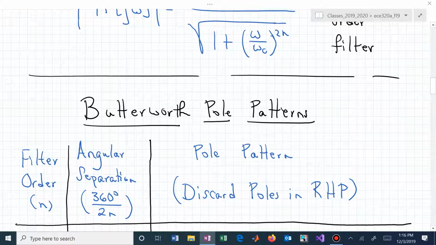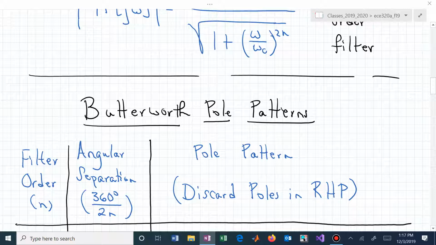The angular separation of all of our poles is determined by little n. We now are on the entire complex S-plane. You give me an n. I double it, and then I divide that into 360, and I say, oh, that's the angular separation between all of the poles, and now I'm going to have twice as many poles as I need. I'm going to throw half of them away. The half I'm throwing away are in the right half plane. I don't want unstable poles in my filter.